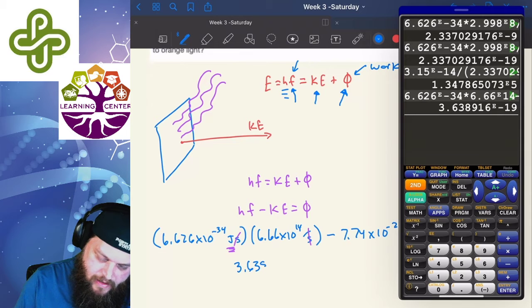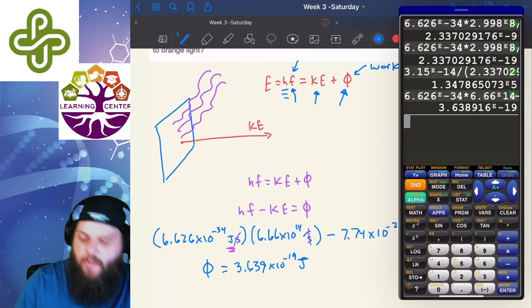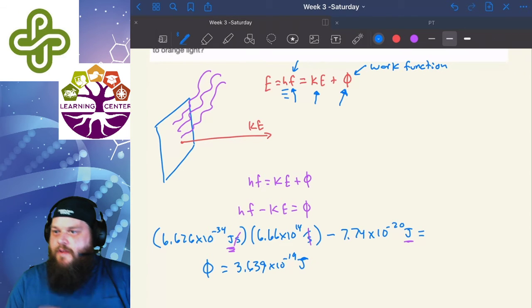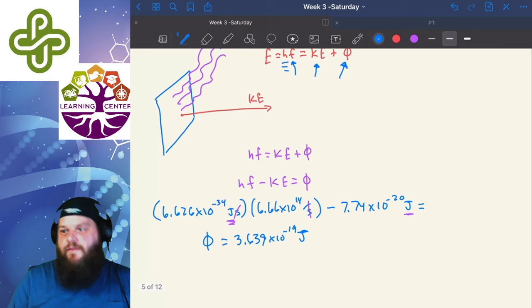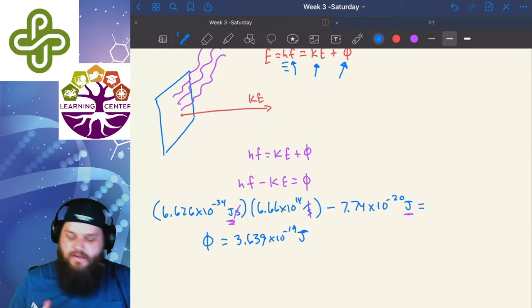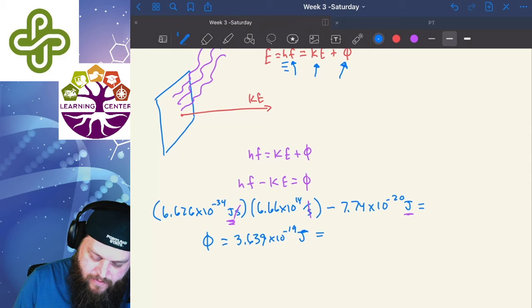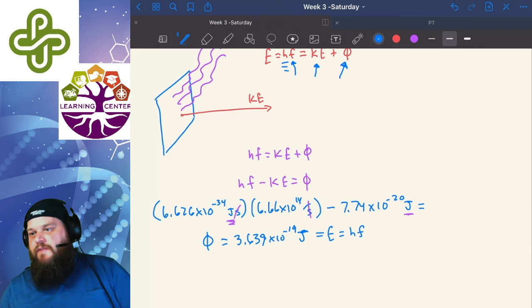3.639 times 10 to the negative 19 joules. So that's the energy of the work function. That's how much energy it takes to free the electron from the metal, but then we have to take it one step farther and turn that energy into a frequency. Because this is going to equal the energy of some light, some frequency of light.